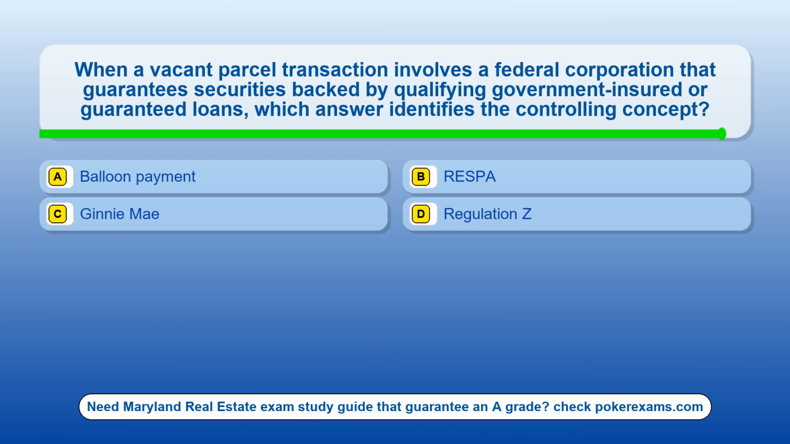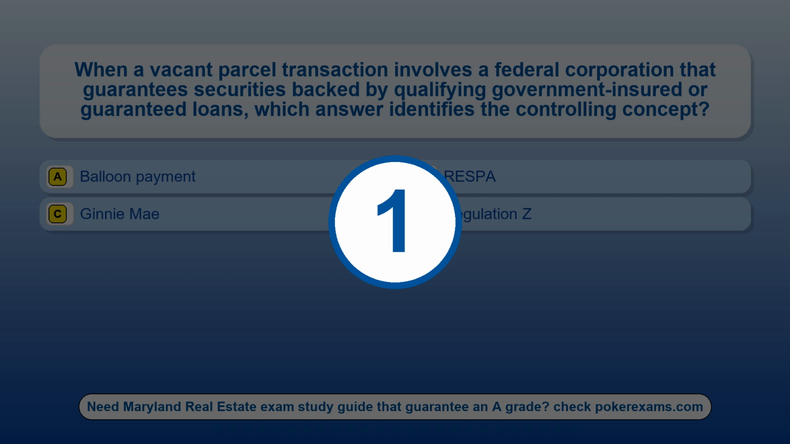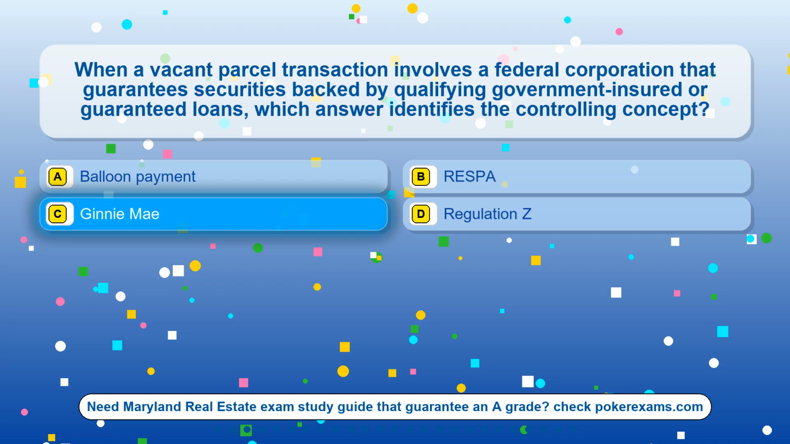Question 20. When a vacant parcel transaction involves a federal corporation that guarantees securities backed by qualifying government-insured or guaranteed loans, which answer identifies the controlling concept? Option A, balloon payment. Option B, RESPA. Option C, Ginnie Mae. Option D, Regulation Z. The correct answer is option C, Ginnie Mae.